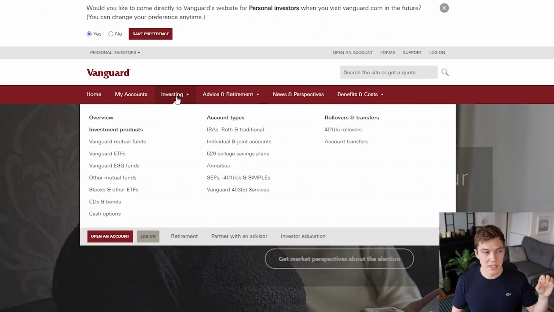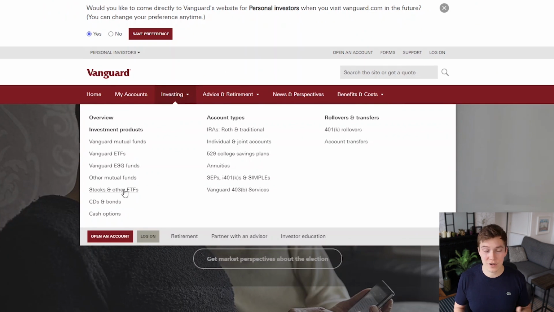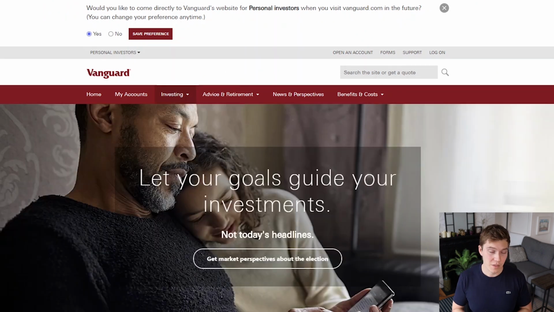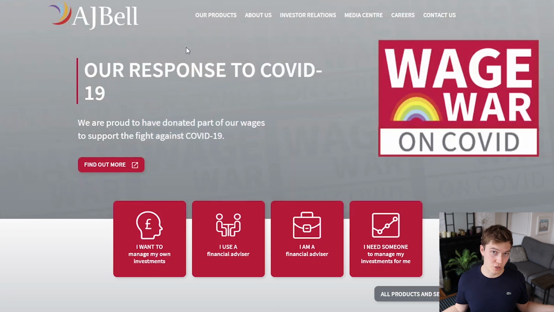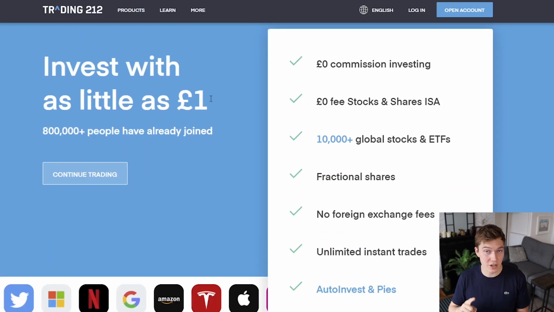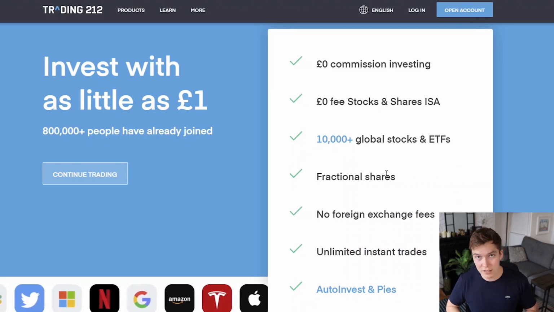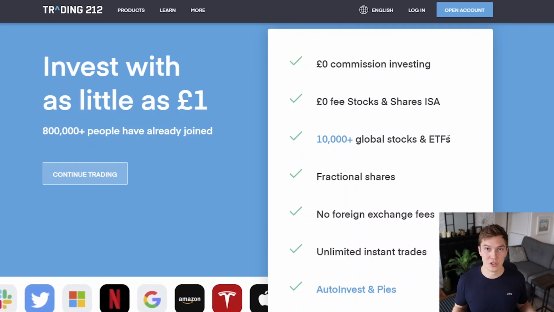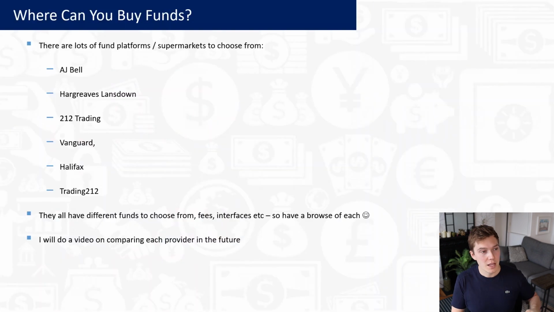The one that I use is Hargreaves Lansdown, and the reason for that is that they've just got the biggest selection of funds that you can choose from. So you can choose from funds that invest in certain industries, certain countries. Honestly, there's so much to choose from. You're really spoilt for choice. The others are cheaper, but they don't offer quite the same selection.